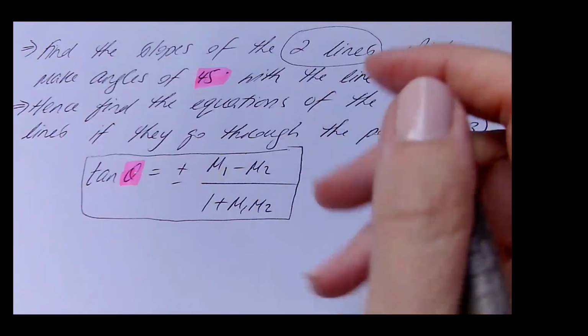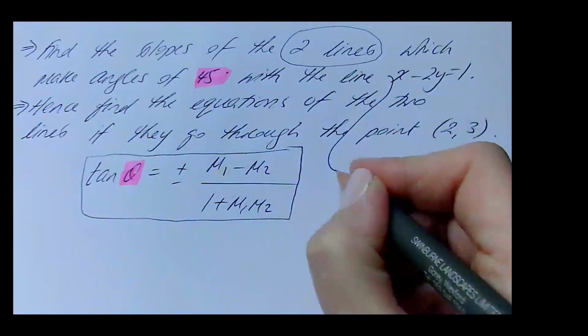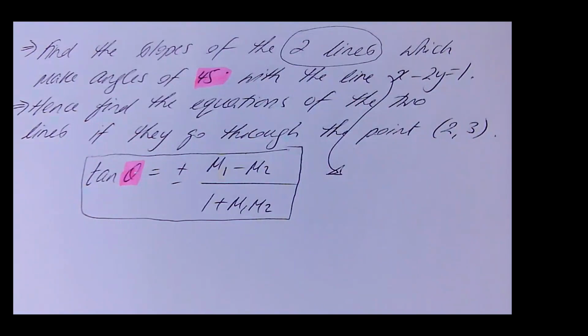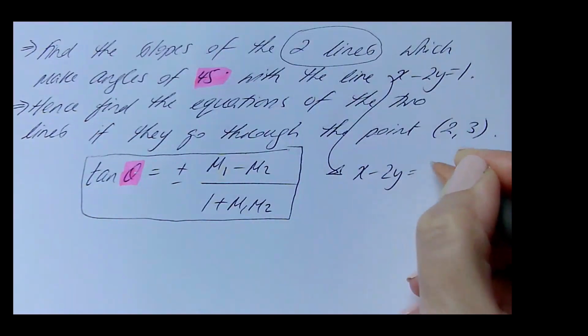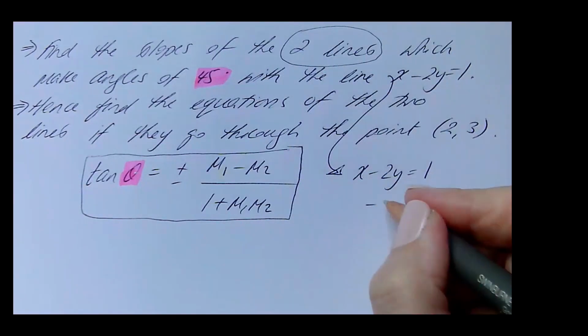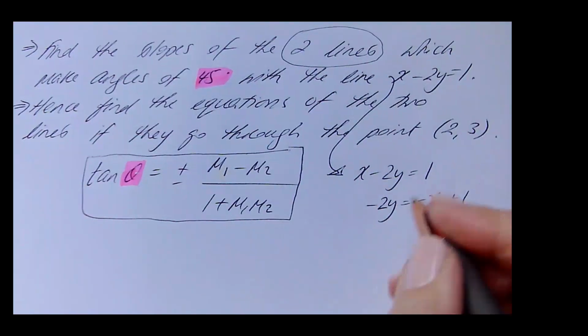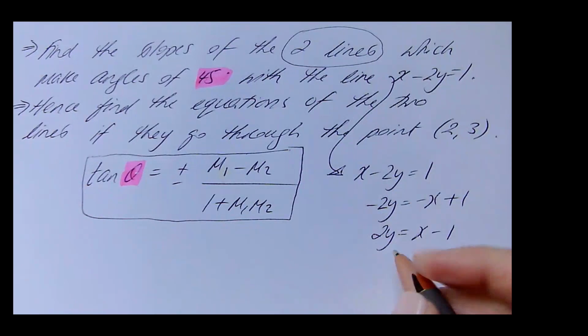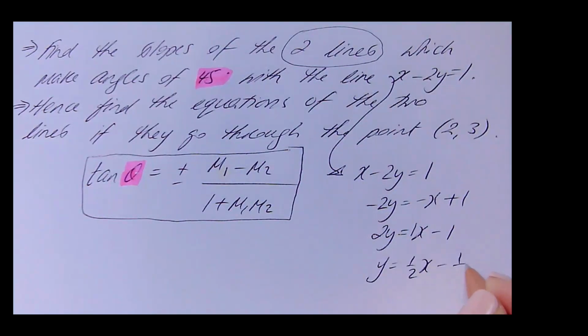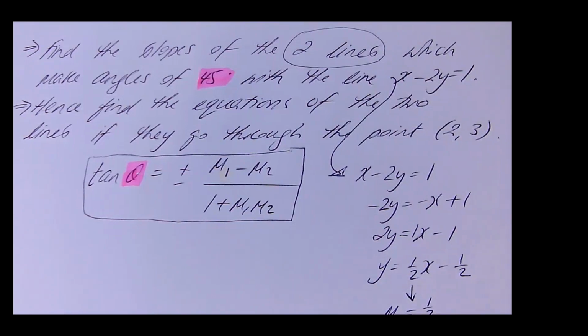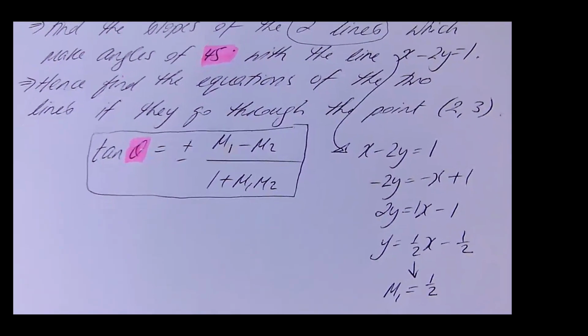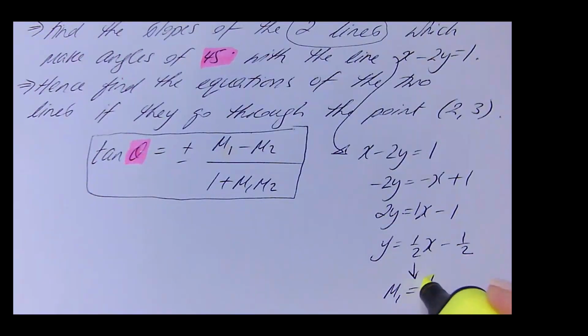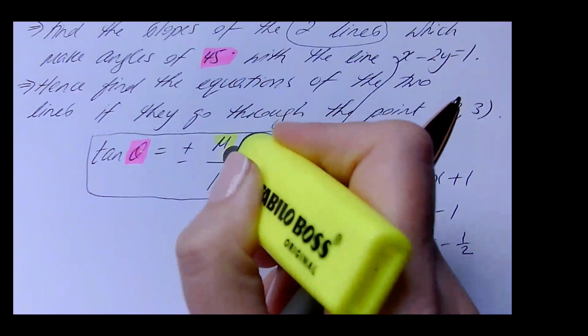Okay, so let's have a look and pull out the slope of this line. That's the next thing we need to do. So if x minus 2y is equal to 1, let's rearrange that. Let's change the signs, and then of course remember, let's divide everything by 2. So that's going to be a half x minus a half. So the slope of that line, and we'll call it m1, is a half. So that's now what I'm going to be able to input in here.